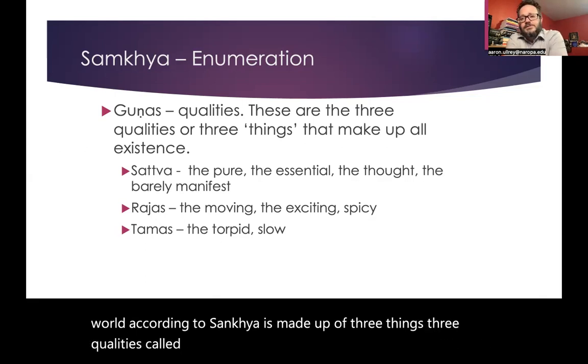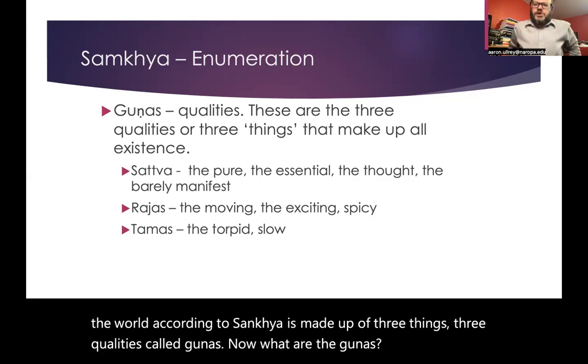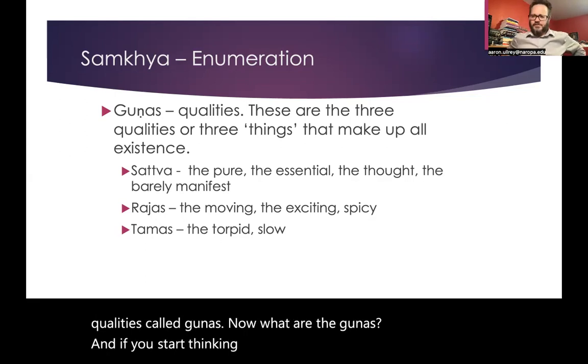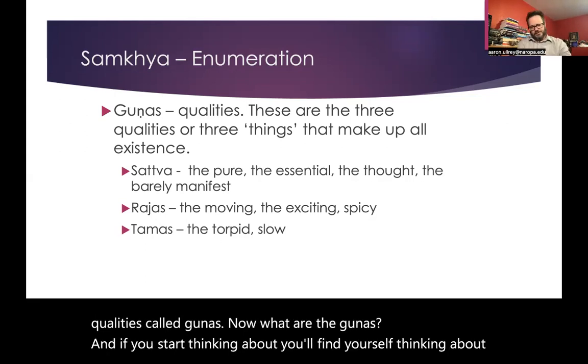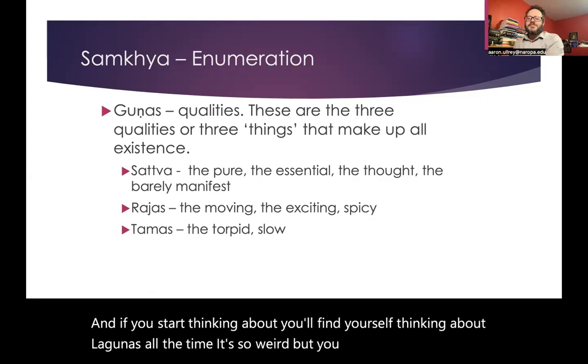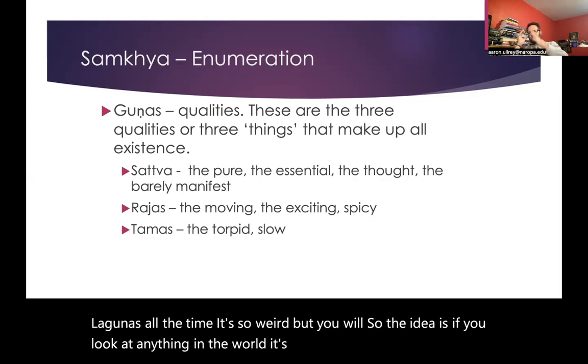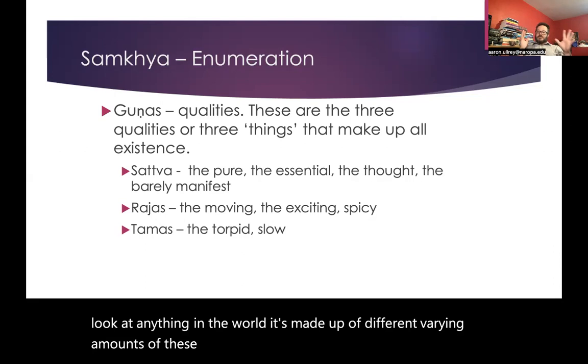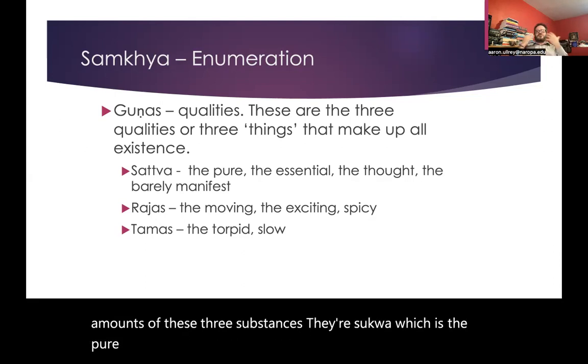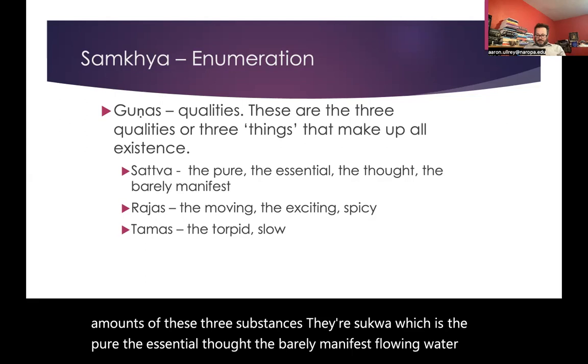Now, what are the gunas? And if you start thinking about this, you'll find yourself thinking about the gunas all the time. It's so weird, but you will. The idea is if you look at anything in the world, it's made of different varying amounts of these three substances. There's sattva, which is the pure, the essential, thought, the barely manifest, flowing water, knowledge, pure light.